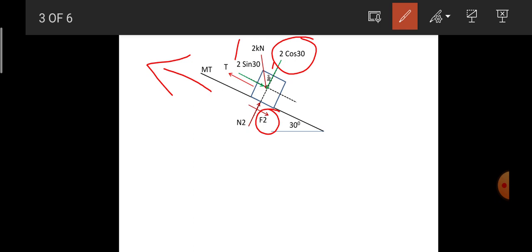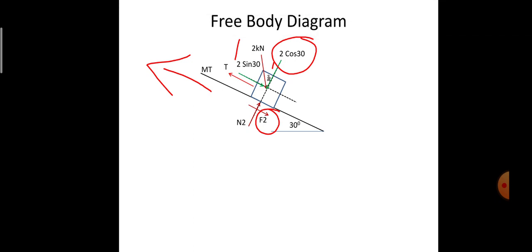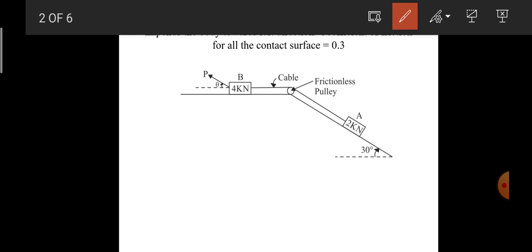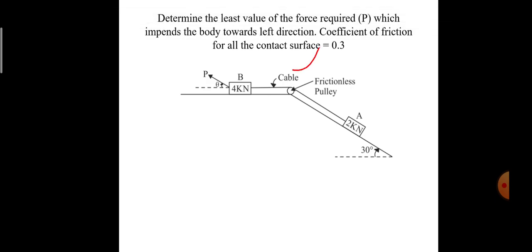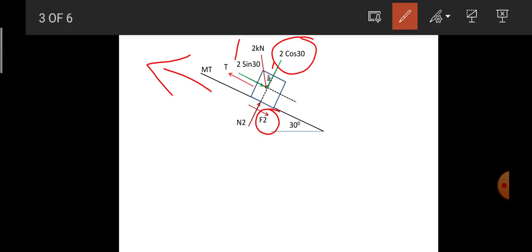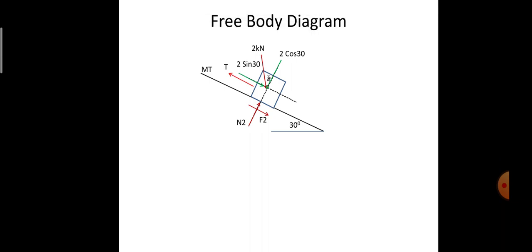Apart from that, we can observe in the question that both the blocks are connected through the cable. Since, as I said in the earlier explanation, it is connected through the cable, there will be the existence of a tensile force. This is the tensile force due to the cable. I just call that T. This T is the tension force existing between A and B through the connected cable.